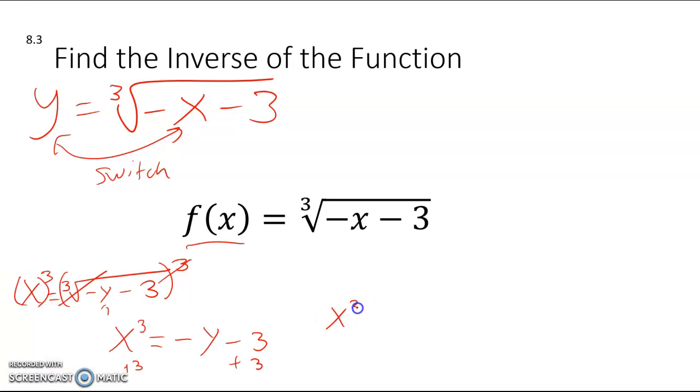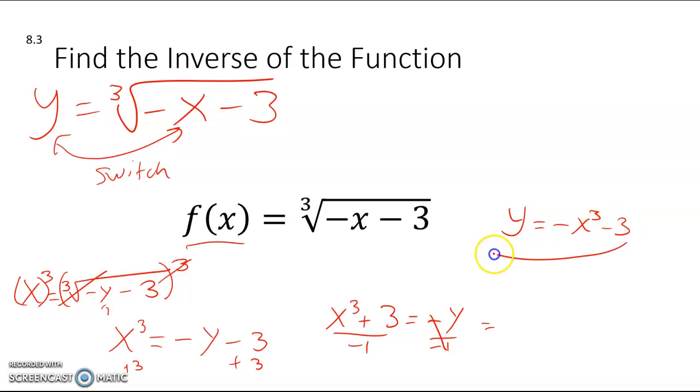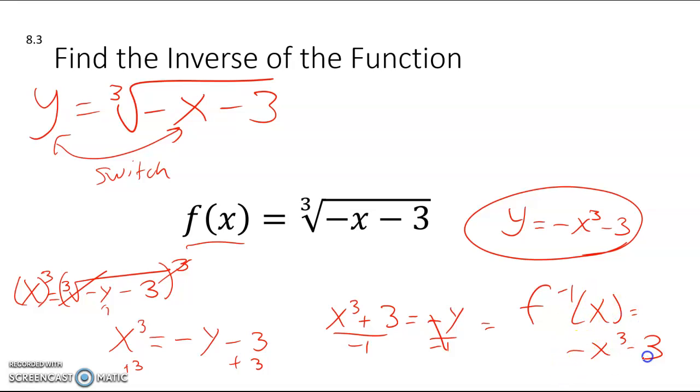So I'm left with x cubed plus 3 is equal to negative y. I can't leave it like a negative y, so I have to divide by negative 1 on both sides. I'm just going to change all the signs here. So y equals negative x cubed minus 3. That is my inverse equation. And again, technically, if you want to write it like this, you can do that as well.